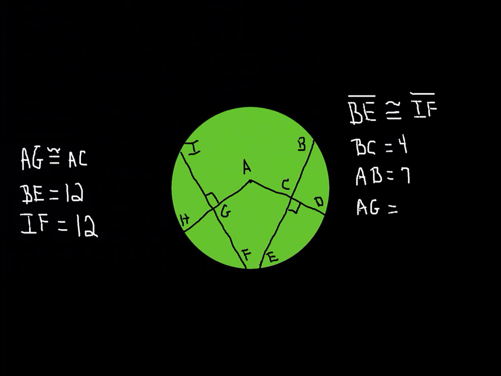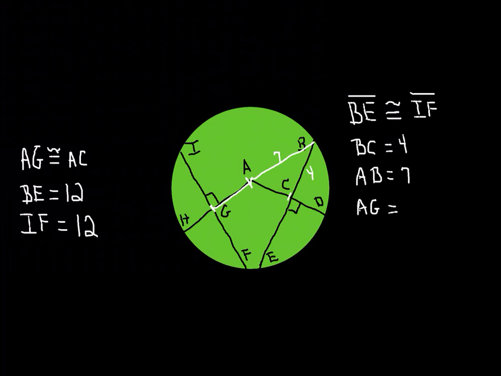Let's take a look at one that might be a little bit more difficult. This time, let's say BE and IF are congruent. So I know that the chords are congruent. And then I know that BC, so this part, is 4. And I know that AB, and it's not given in a line, but we can make it, AB is 7. Then what is AG, from here to here? Well, the distance from A to G is going to be the same as the distance from A to C, since we know the chords are the same length.